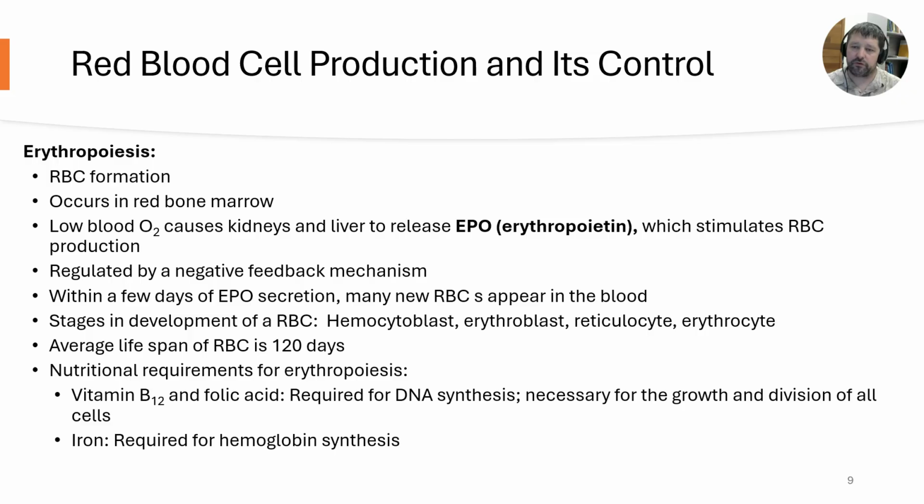Once it becomes a mature erythrocyte, there's no more DNA synthesis. So then vitamin B12 and folic acid are really not that important. The iron is the important piece at that point, and that's because iron is the molecule that sits inside the heme of hemoglobin. And that's where oxygen binds, to that iron molecule.